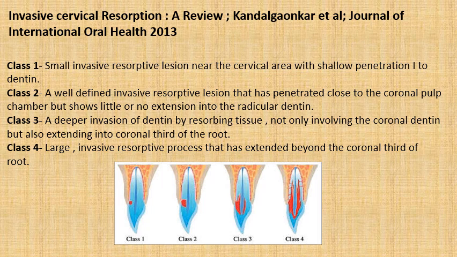Whereas in class 4 it's a large invasive resorptive process that has extended beyond the coronal third of the root. Basically it all happens in the cervical part of the tooth. That's why it's called cervical resorption. It is classified into class 1, 2, 3 and 4 depending upon how much it has invaded your radicular portion.